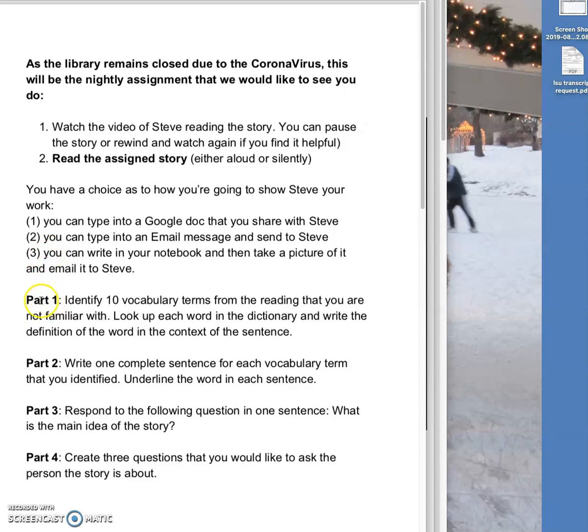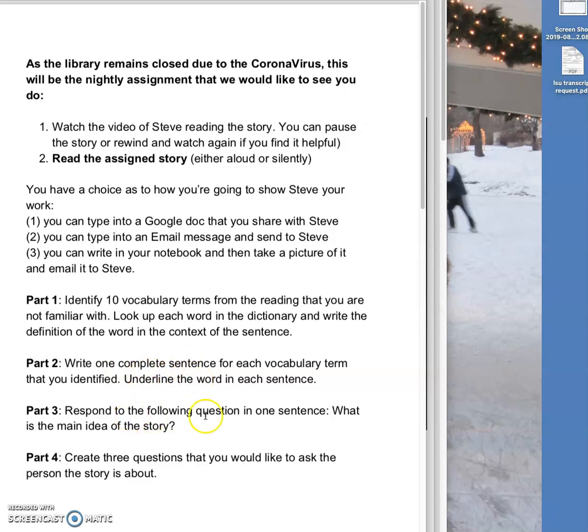There are 4 parts of the assignment. Part 1 is you're going to read the story and choose 10 words that you're not sure what they mean. Look them up and then write the definition. Second one is you're then going to complete a sentence for each word. Underline the word in the sentence.